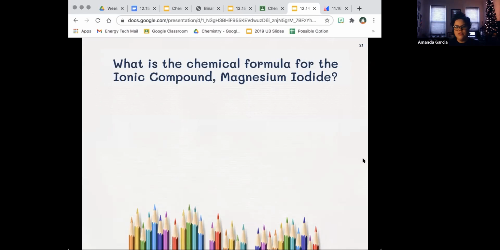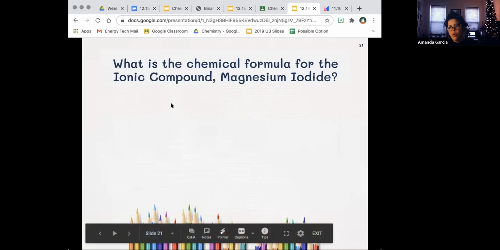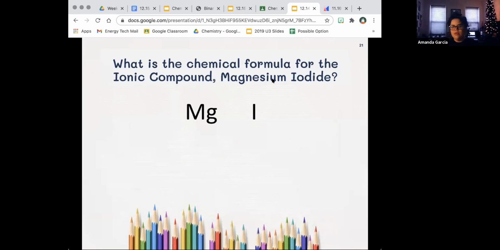As you saw in the EdPuzzle yesterday, naming ionic compounds is hopefully pretty straightforward. You take the metal name at the beginning, so magnesium. I always like to write my atomic symbols first. And then iodide: you could look on the periodic table and you're not going to find iodide. What you will find is iodine, okay? That's because when iodine forms compounds, you change the name a little bit to make the ending IDE. Magnesium iodide is the compound between magnesium and iodine.